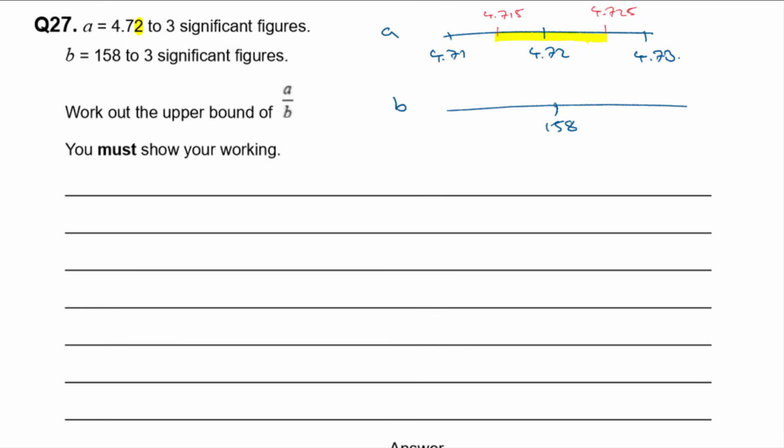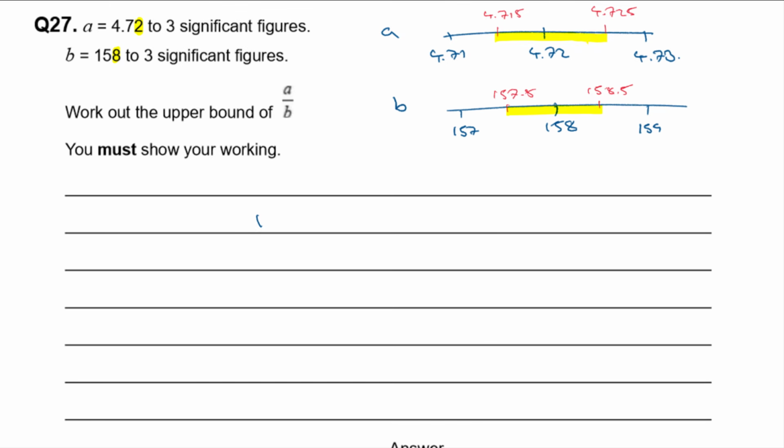So for B, 158 to 3 significant figures, the third significant figure again is that units column there. So 1 unit more than 158 is 159. 1 unit less than 158 is 157. Then the numbers rounding to 158 are going to be halfway between or nearer. Halfway between 157 and 158, 157.5. Halfway between 158 and 159, that's going to be 158.5. Okay, so I've got my upper and lower bounds for both A and B.